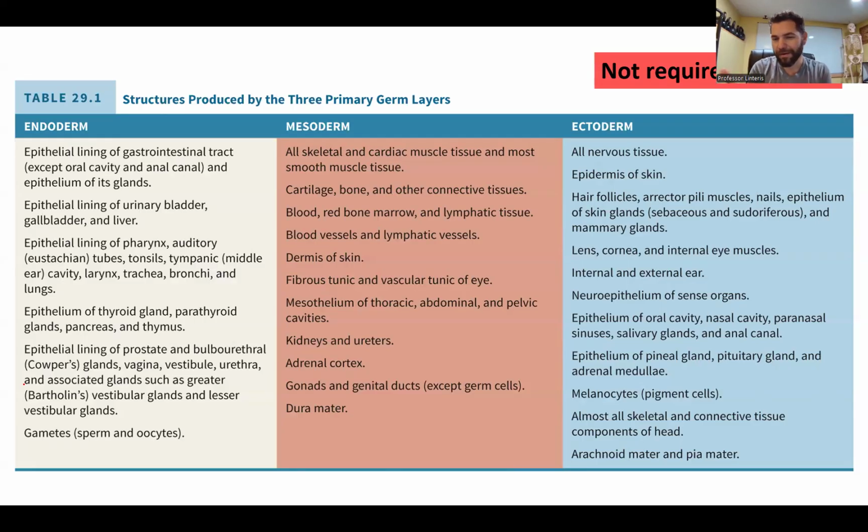This, right, we talked about nervous tissue, epidermis of the skin. You should have a general idea. You don't have to go through and memorize this entire chart, right? We talked about GI tract, internal organs, bladder, things like that.